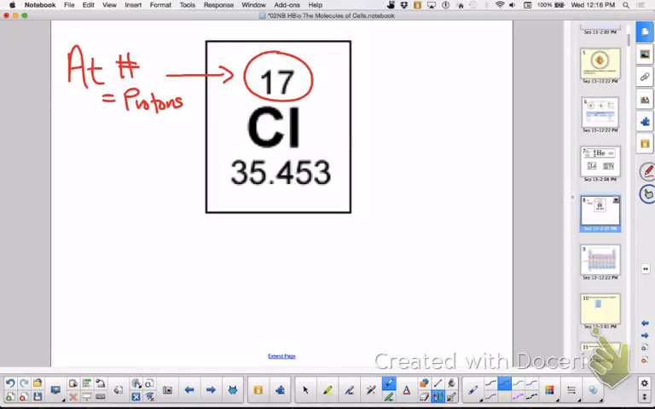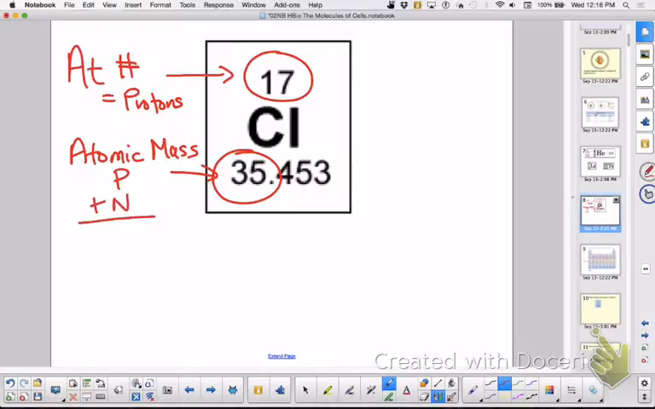Okay, what else could you tell me? Neutrons. How are you going to get the number of neutrons? Right here. This is called the atomic mass. And it's the protons plus the neutrons equal the atomic mass. So if I know the atomic mass in this case is 35 and the number of protons is 17, then what must be the number of my neutrons? What did you say? 18? Does that add up to 35? Yes?